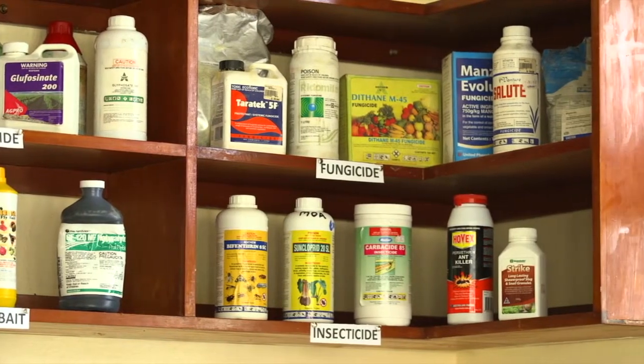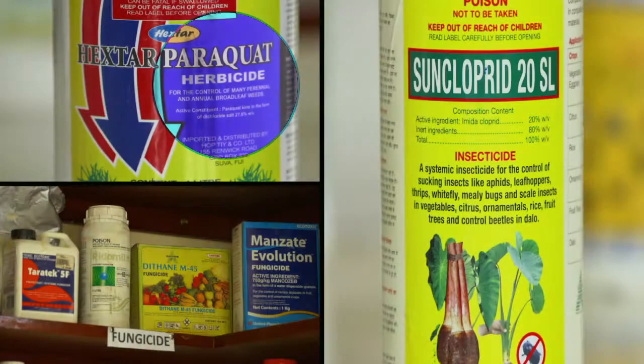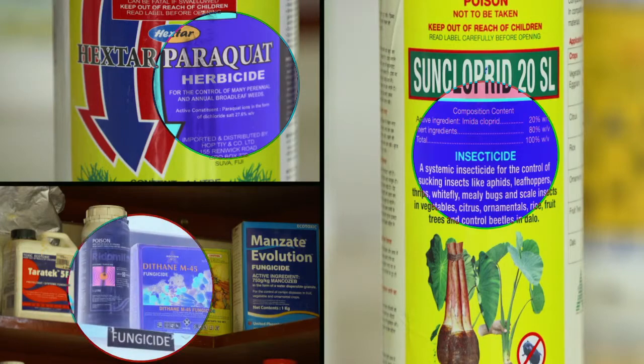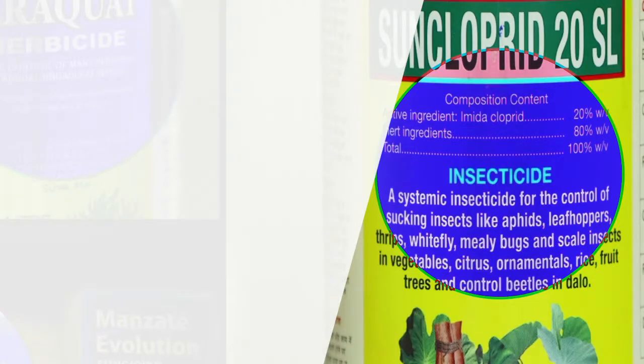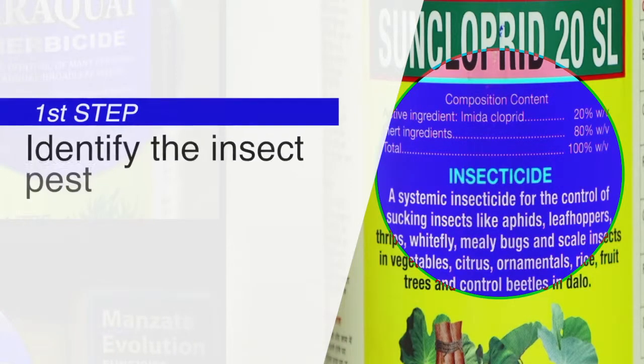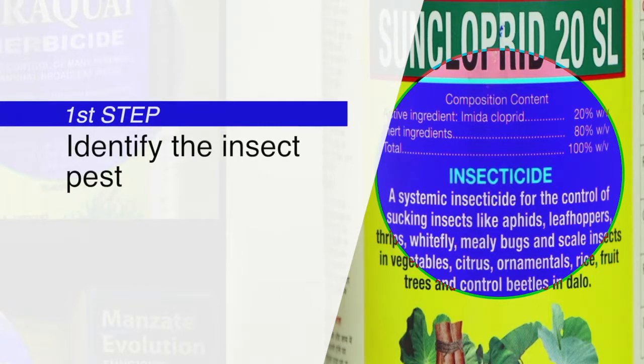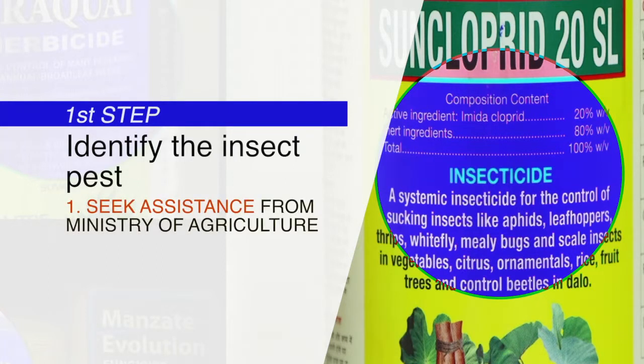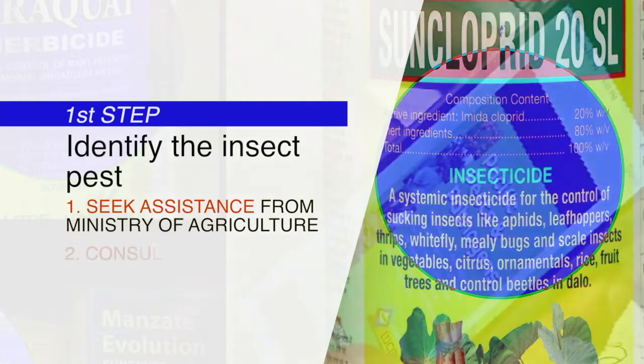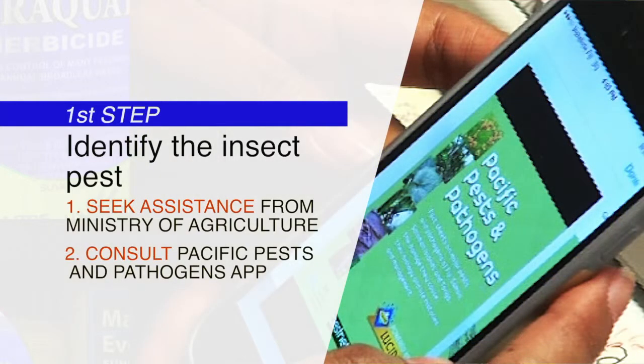Different types of agricultural pesticides include herbicides, insecticides, and fungicides. Let's focus on insecticides. The first step is to identify the insect pest. If you cannot identify the pest, there are two ways to get help. 1. Seek assistance from the Ministry of Agriculture. 2. Consult the Pacific Pests and Pathogen app. This is a useful tool to diagnose pests and diseases.